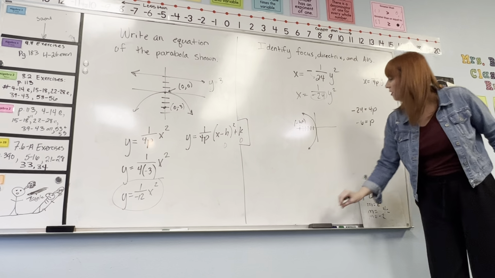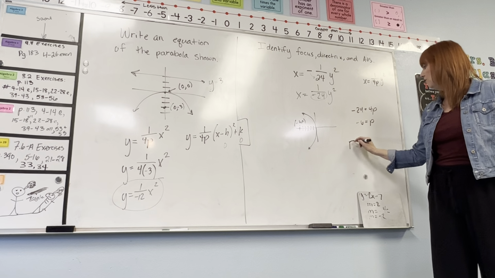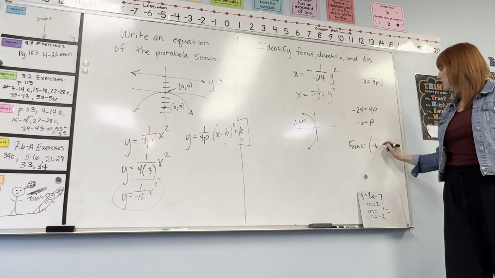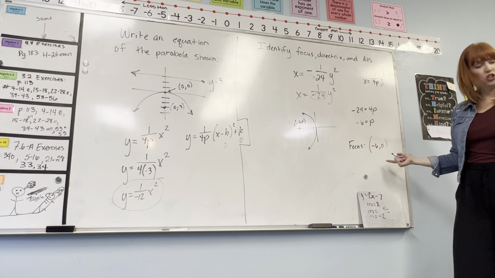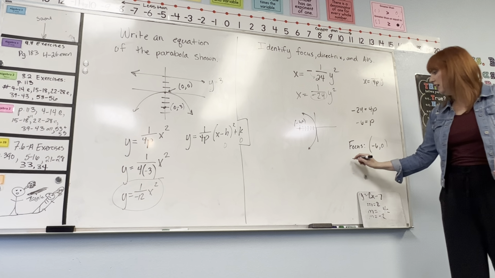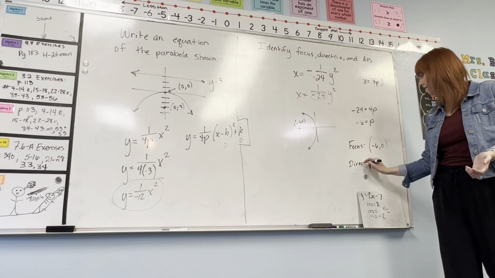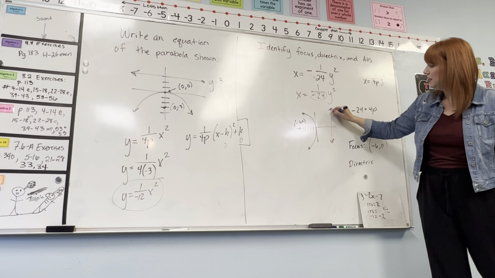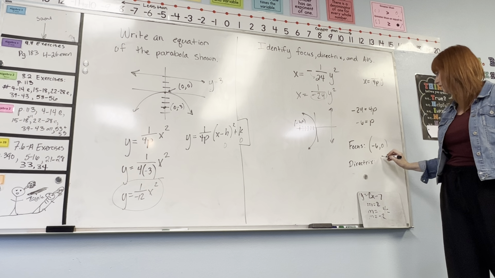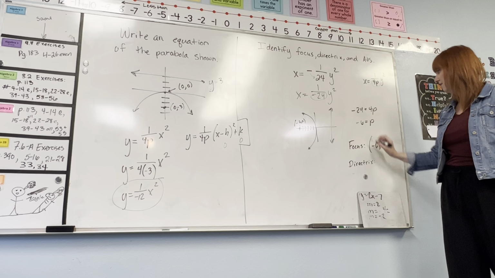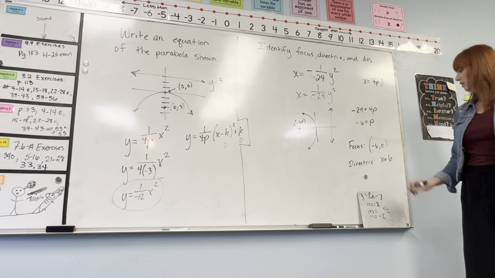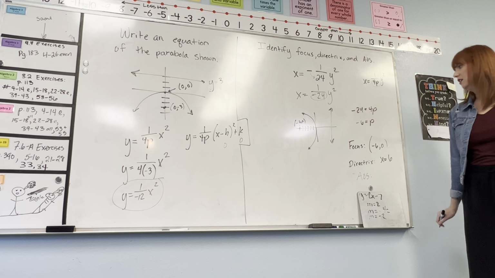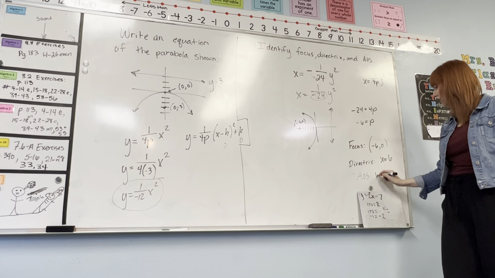All right, so it asks us for the focus. So the focus is negative 6, 0, P, 0. That's what that chart in the book says. And then the directrix would be the same distance this way, positive 6. So that's a vertical line, so x equals 6. And then the axis of symmetry is the x-axis, or you could say y equals 0.